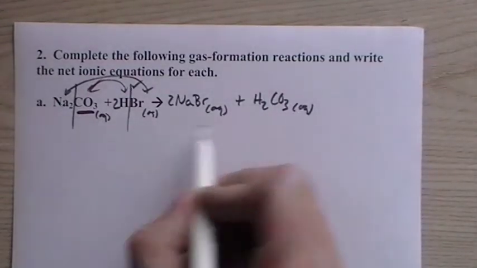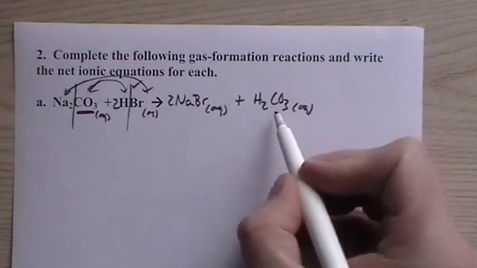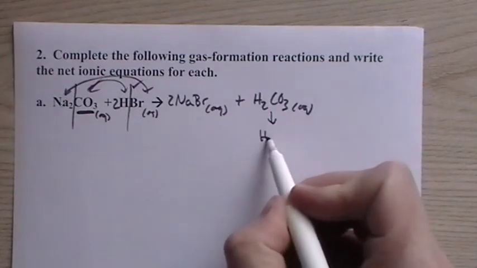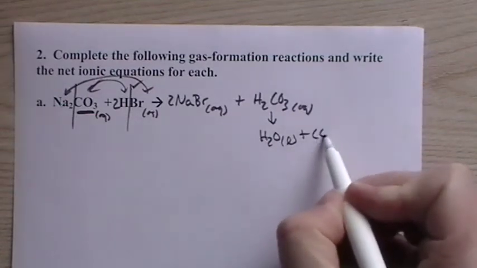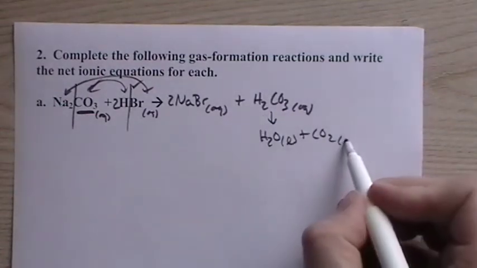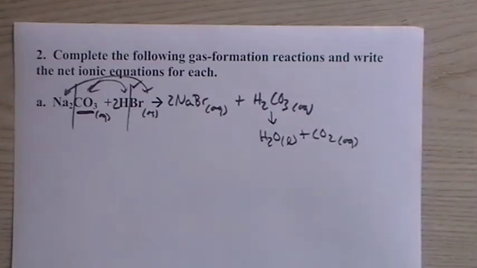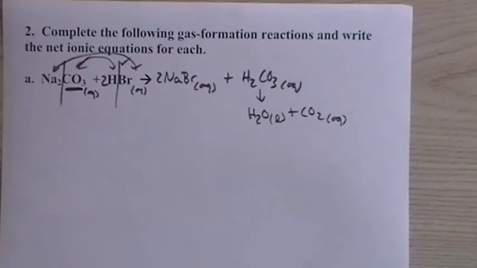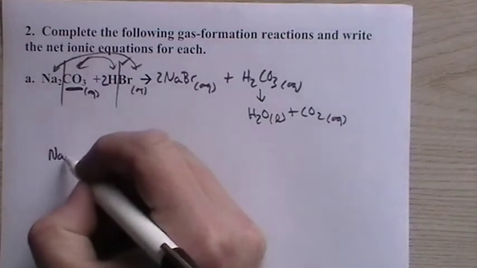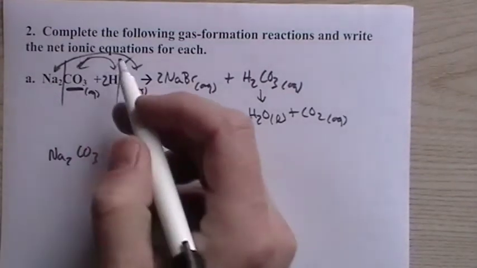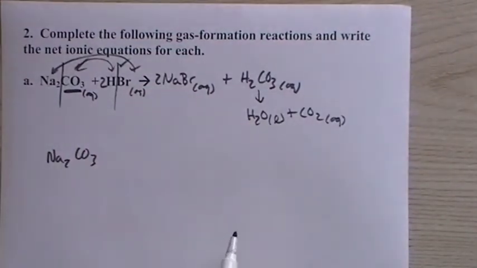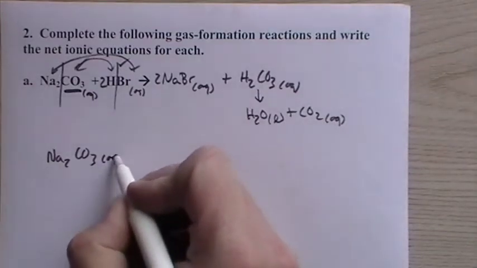Now, CO2 gas is produced. So what happens is this goes on to produce water and CO2. It's carbonic acid. It's unstable and breaks up into water and CO2. So the real reaction that you want to write, and then I want the net ionic equation, right? So I'm going to rewrite it.